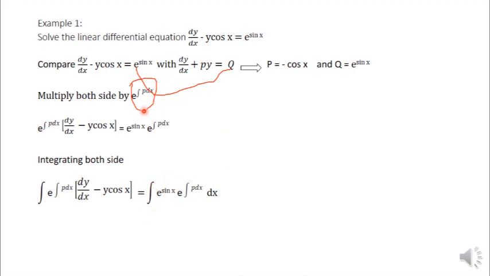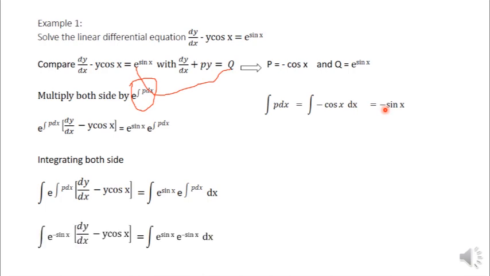Now before you proceed, let's evaluate the integral of p dx, and I quickly do that here. That integral of p dx is equal to the integral of minus cos x, as p is minus cos x. So we have p here, which is minus cos x dx, which is equal to what? Minus sin x. Now we can introduce that to our equation. We should not forget the integral of p dx is minus sin x from here. So we have e raised to the power minus sin x, which comes from the integral of p dx.